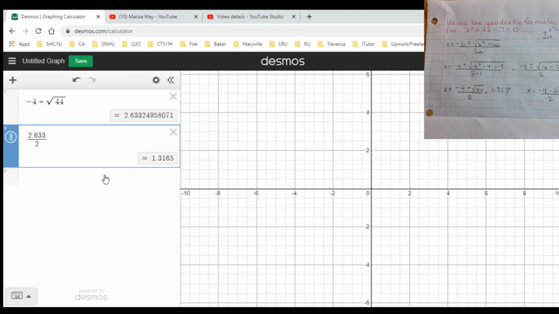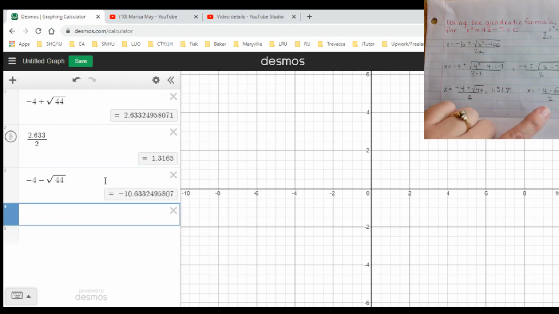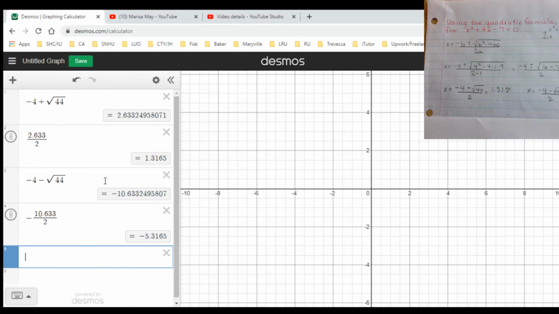Okay. Now let's do the next one. So we do negative 4 minus, and then, oops, it did positive. So negative 4 minus SQRT 44. Press enter. And then we'll do negative 10.633 divided by 2. And that's where I get negative 5.32. So you really want to break those down into 2 answers. That way you can get both values there.